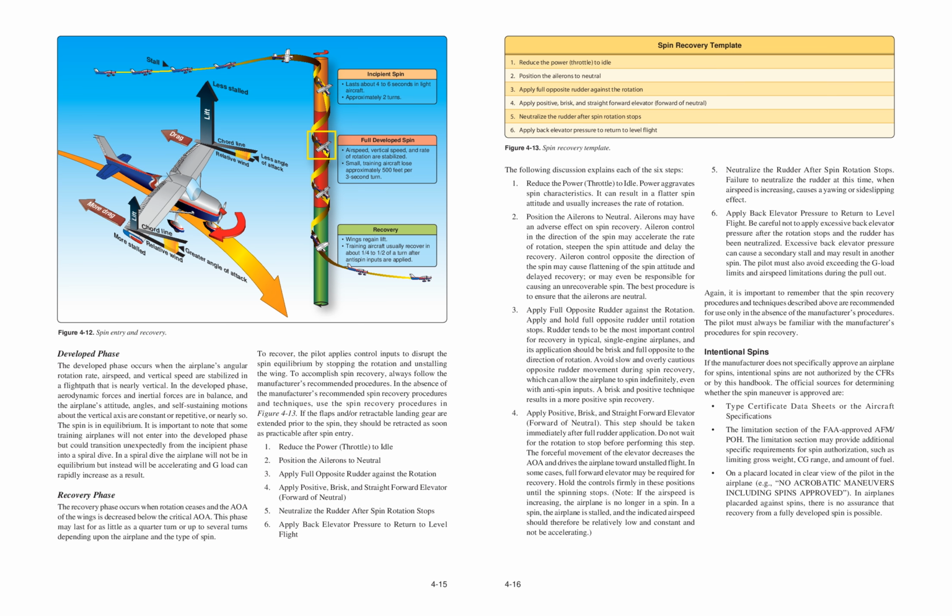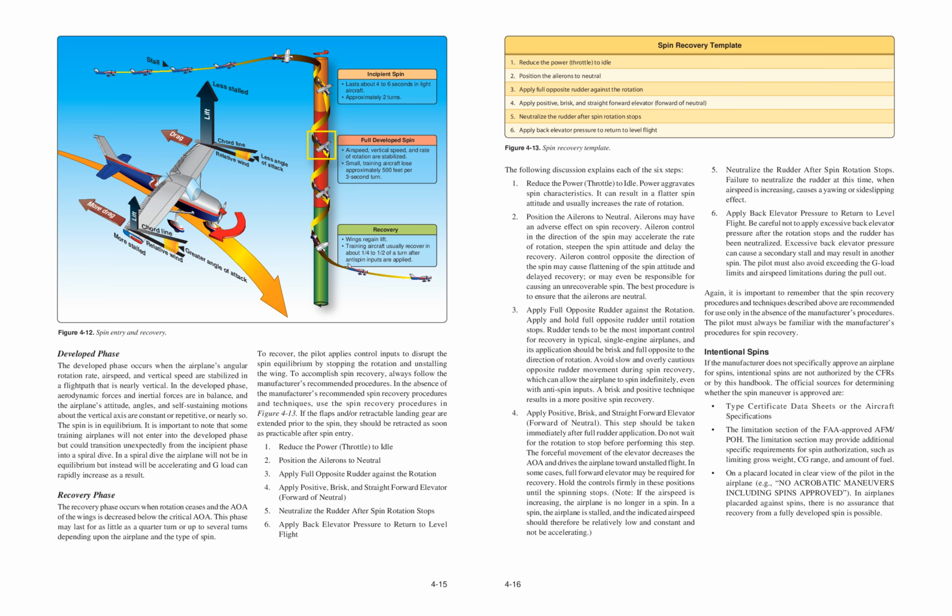4-15. Spin recovery template. 1. Reduce the power, throttle, to idle. 2. Position the ailerons to neutral. 3. Apply full opposite rudder against the rotation. 4. Apply positive, brisk, and straightforward elevator, forward of neutral. 5. Neutralize the rudder after spin rotation stops. 6. Apply back elevator pressure to return to level flight. Figure 4.13. Spin recovery template.